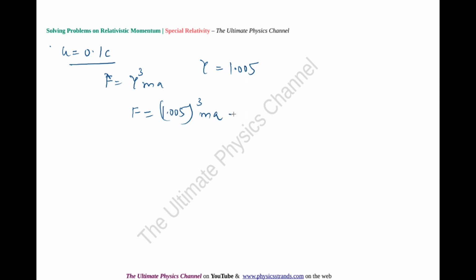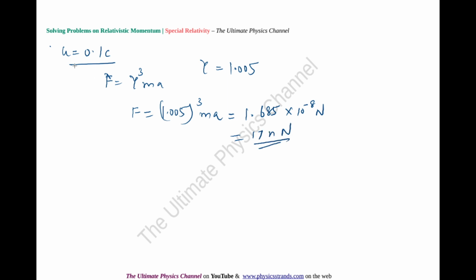Right, next value is u is equal to 0.1c. In this case, again, I use the same expression here, F is equal to gamma cubed MA. Here, u is equal to 0.1c. So if I calculate gamma here, I get 1.005. So if I work out force again the same way, where m is proton mass 1.66 into 10 power minus 27 and a is given as 10 power 19, I get a force of 1.685 into 10 power minus 8 newtons again. So this is roughly 17 nanonewtons.